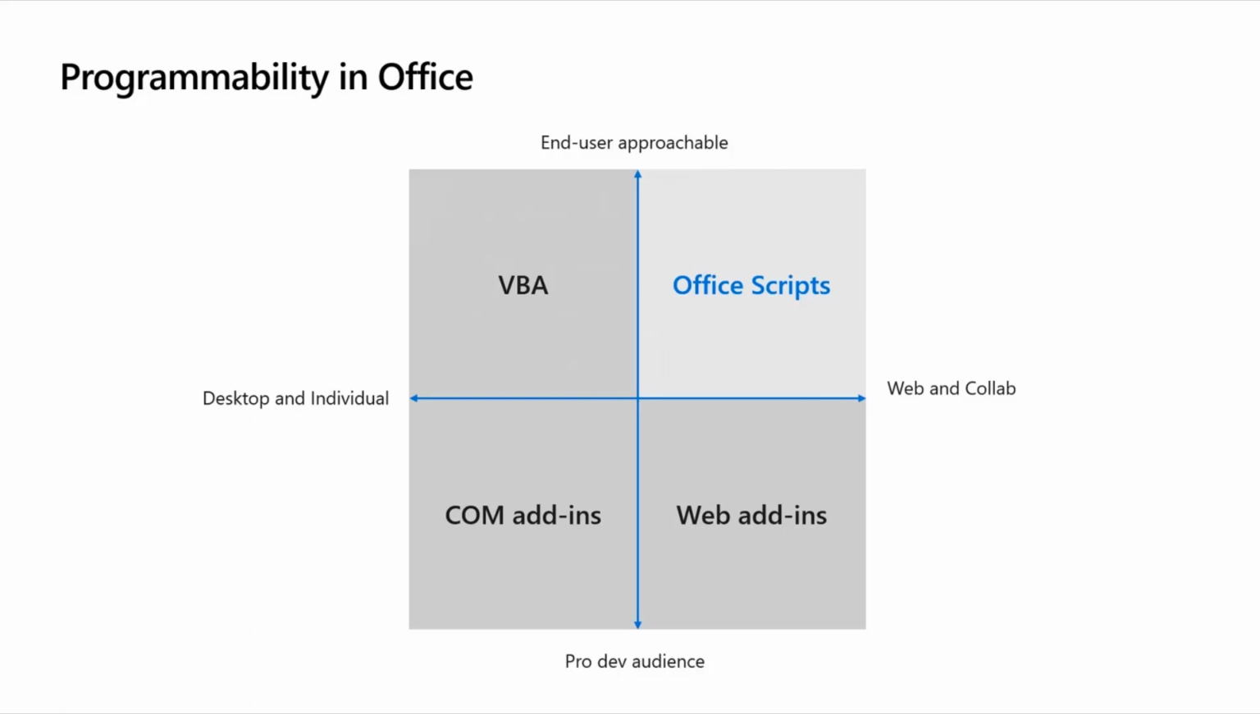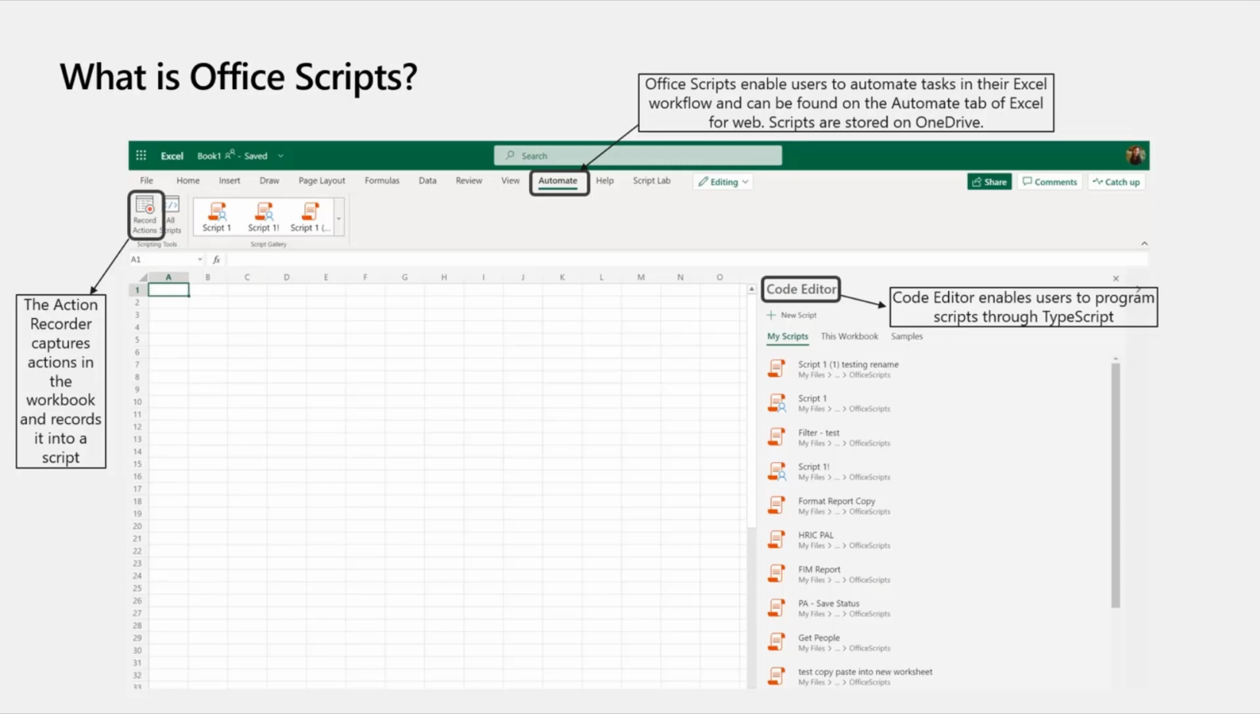All right, so I'm going to hop into just first showing the functionality and then going into a demo. And then again, feel free to continue bringing questions into the chat, and I'll raise them here as well. So this is what Office Scripts currently looks like today. If you go to the Automate tab in Excel on the web, you'll find a couple of different key features. One is the action recorder.